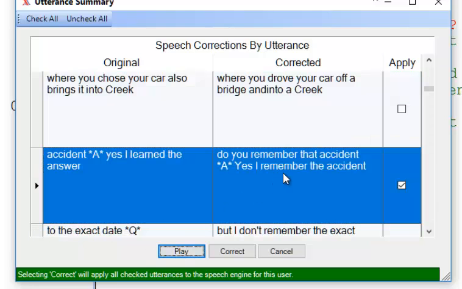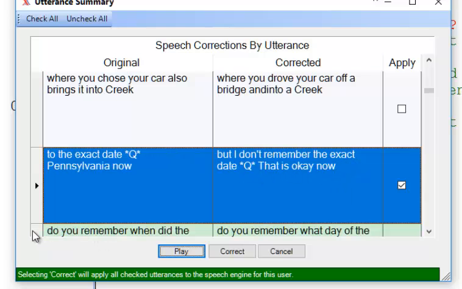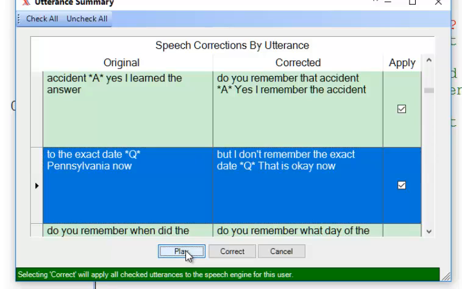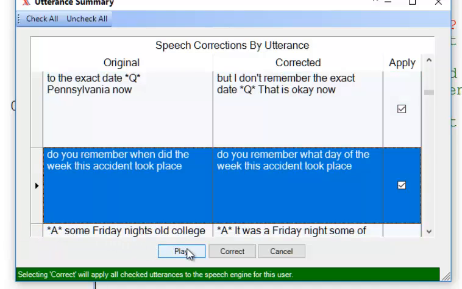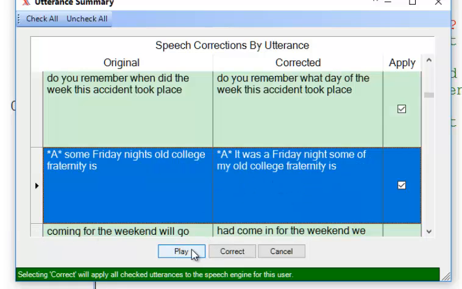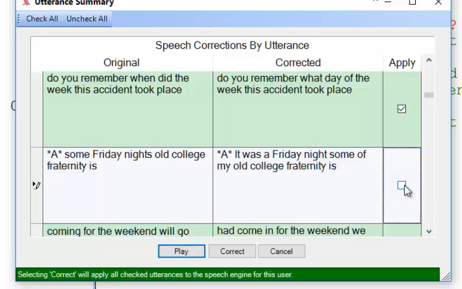Do you remember that accident? Echo: Yes, I remember the accident. That's correct. But I don't remember the exact date. Hugo: That's okay. Now, do you remember what day of the week this accident took place? Echo: It was a Friday night, so my old college fraternity released. This word does not seem right, so I'm going to deselect it.